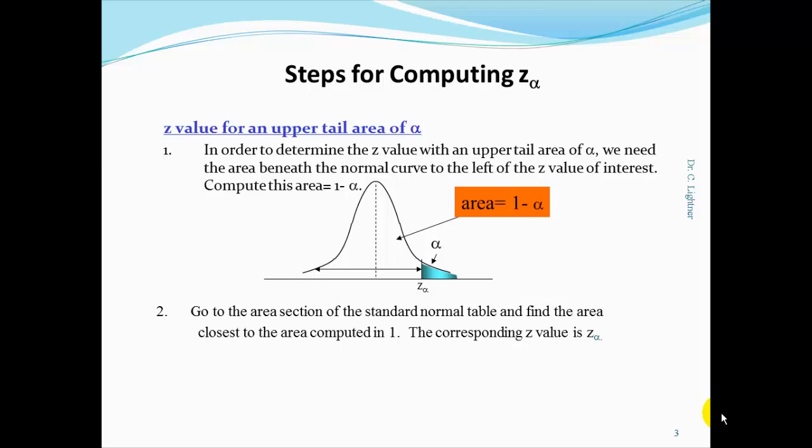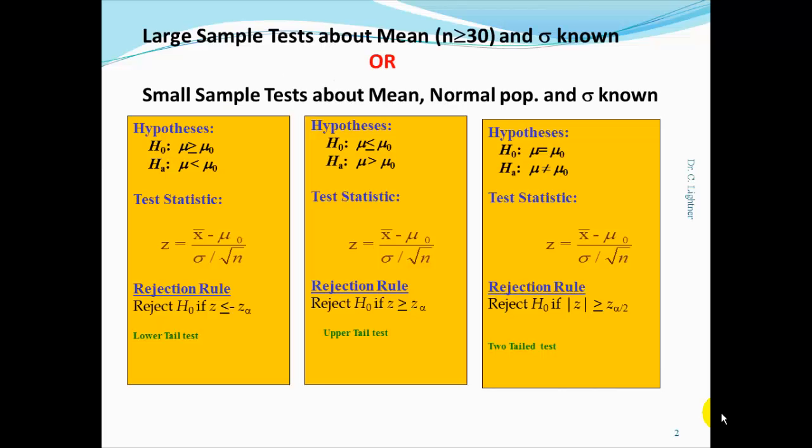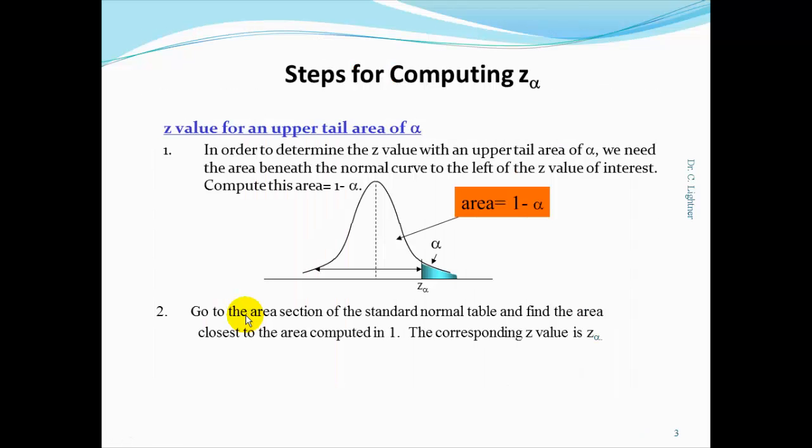First, there's an additional measure in the previous slide that we have not discussed thus far. If we go back to this slide, all of these measures we should be familiar with, except the Z alpha measure. Here we have steps for computing Z alpha. By definition, we define Z alpha as the Z-score with the upper tail area of alpha.